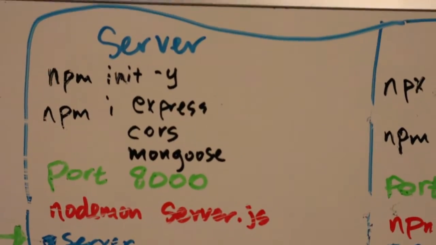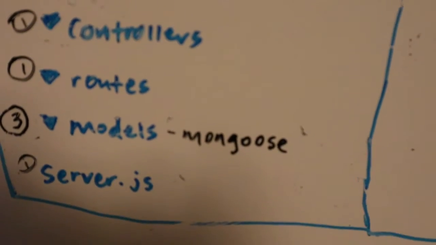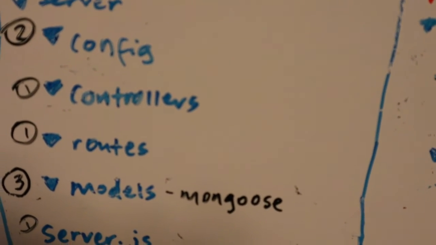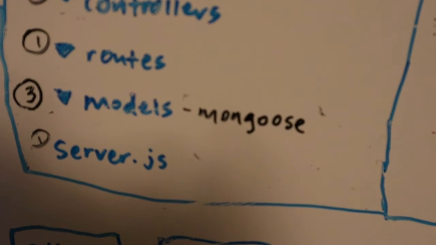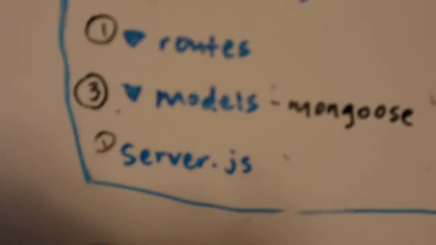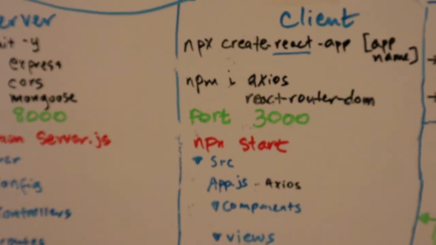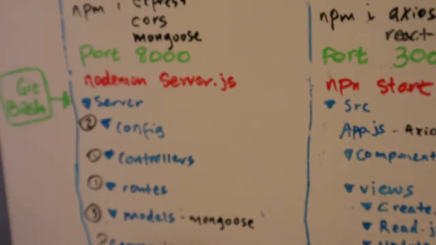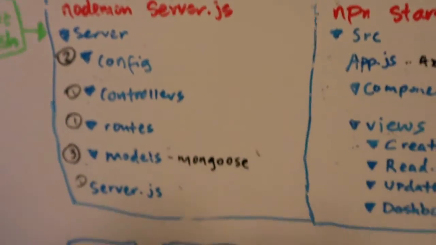And then within the server folder, create these 4 folders: config, controllers, routes, models. And then create the server.js file where you would put in all the logic to connect to the server, so that it can listen on port 8000.